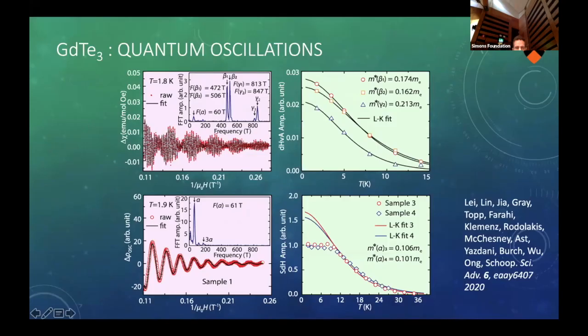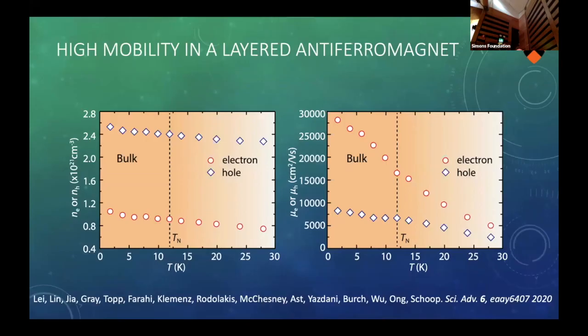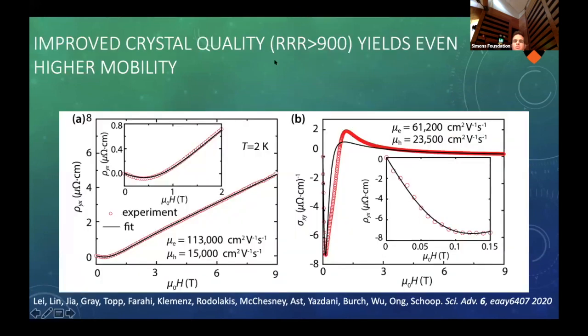And this is a first indication that they should have high mobility. The second indication was that we measured Hall effect, where we measured very high mobilities at low temperatures here. And so these were the first mobilities we measured, of 30,000 centimeters squared per Volt second. But then my postdoc wanted to improve the crystal quality, so he grew even better crystals with RRRs of over 900. And here, depending on if you fit Hall resistivity or conductivity, you get mobilities of 100,000 to 60,000 centimeters squared per Volt second. So this is extremely high.